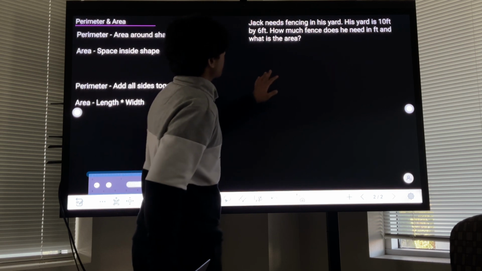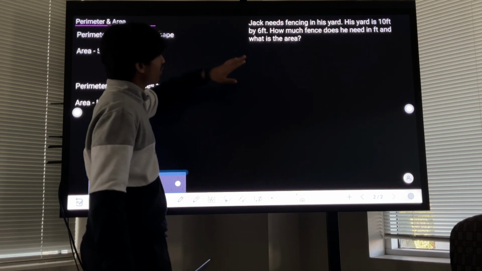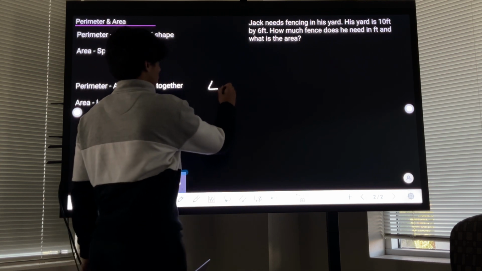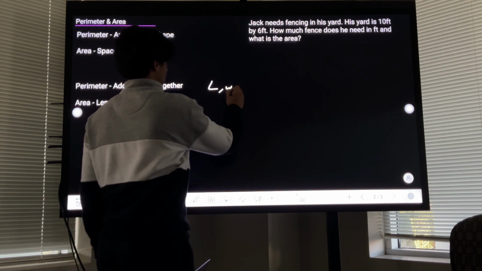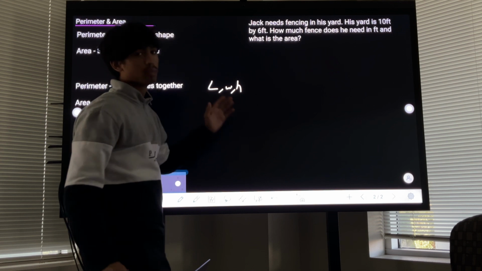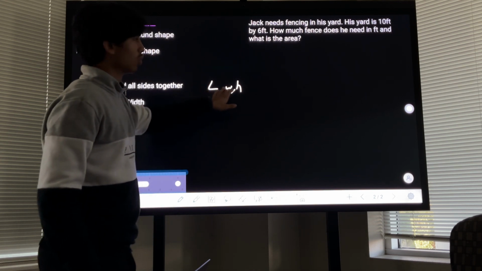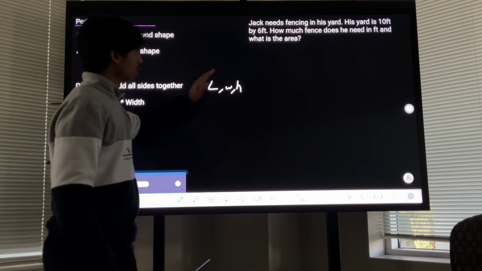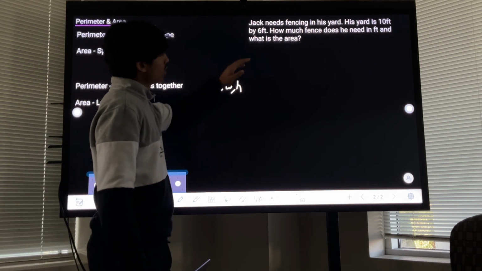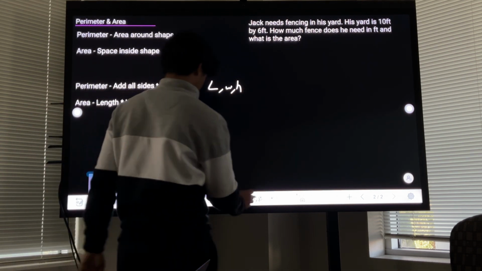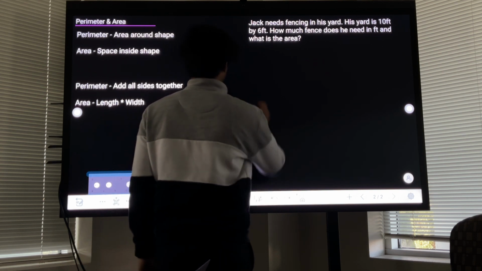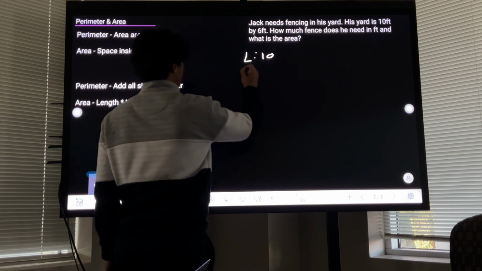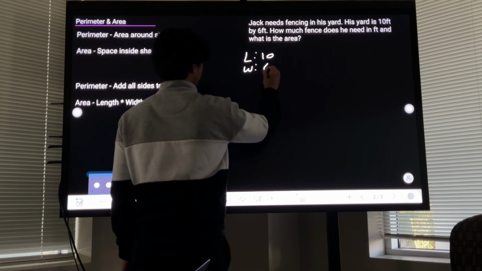When we're looking at a question like this, when they say 10 foot by 6 foot, remember it's always length first, then width, and then height. In this question we don't deal with height, but this is a general rule of thumb. So it's always length, width, and then height. Let's write down the length. The length is 10 foot and the width is 6 foot.